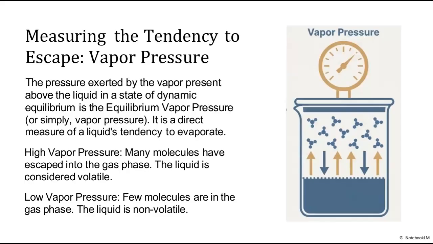Now, that tendency of particles to escape the liquid depends on pressure. And we say it's equilibrium vapor pressure. We're just going to call it vapor pressure. And it's a direct measure of the tendency to evaporate. So high vapor pressure is how many particles have escaped into the gas phase. So how many particles are going from liquid to a gas?